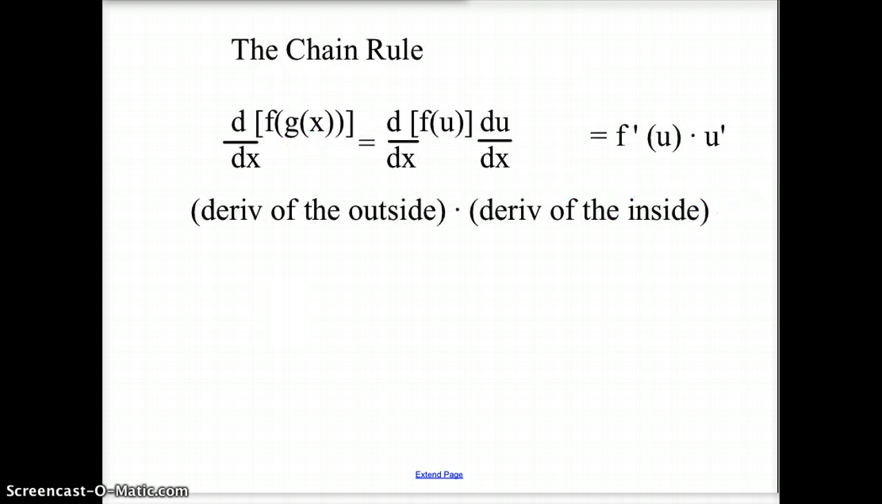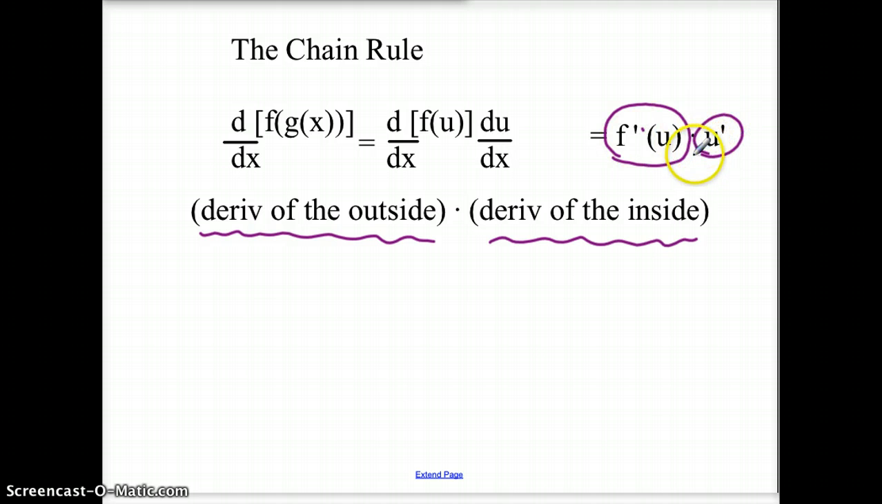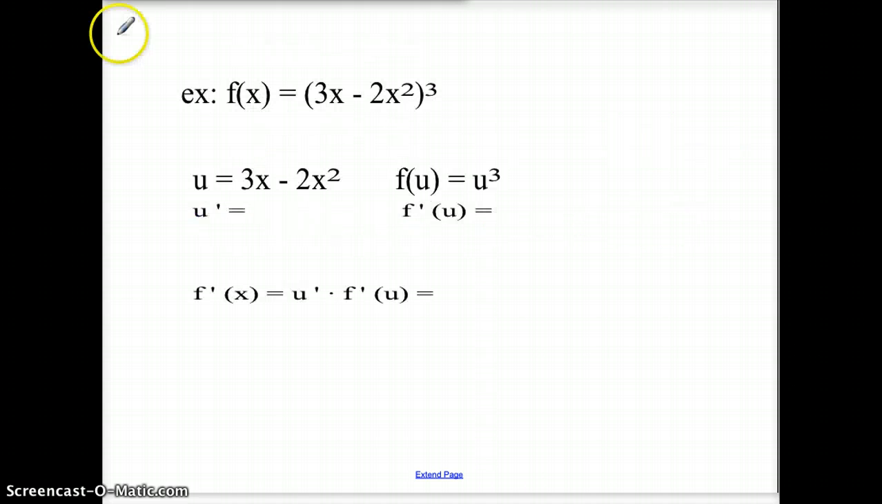All right, here it is, the chain rule. I know it looks scary, but it's the derivative of the outside times the derivative of the inside. So here's the notation. That was our outside function, f prime of u, and then u prime. Those are just the derivatives of each piece. So the derivative of the outside, and u is the inside, so there's the derivative of the inside. And you just multiply them together. It only works if you're taking the derivative of a composite function. So let's do some examples.